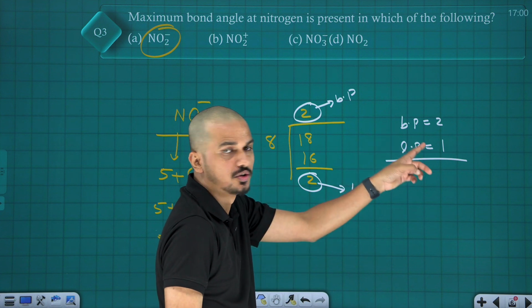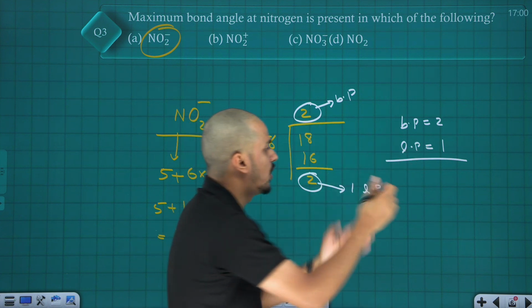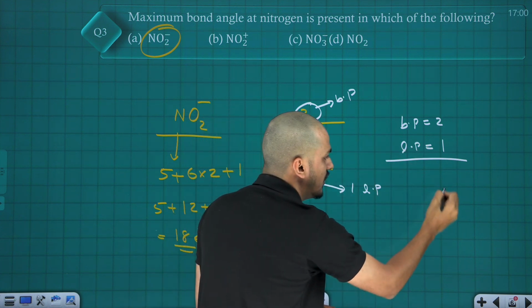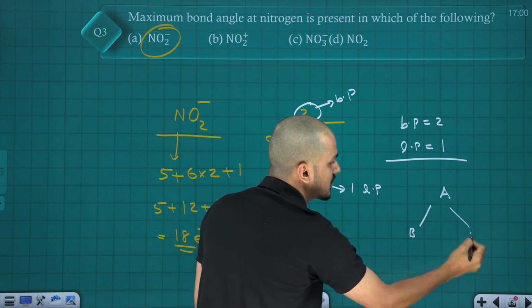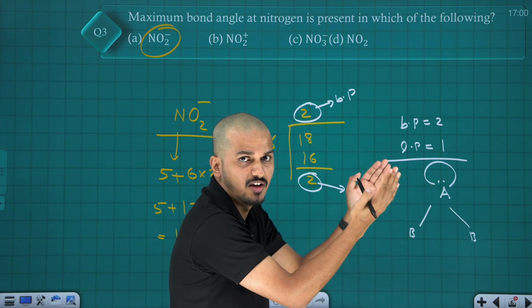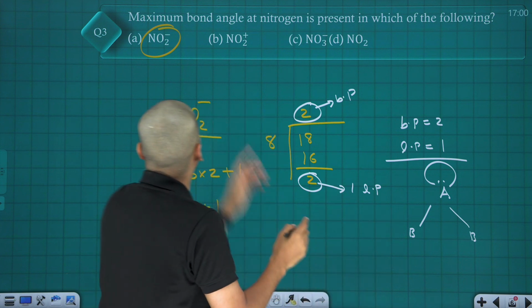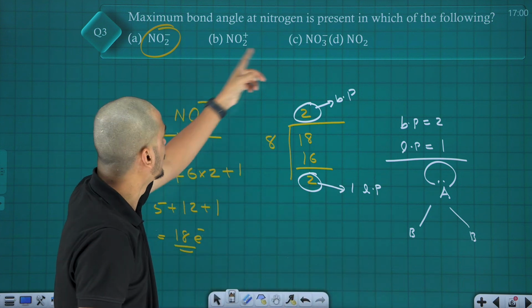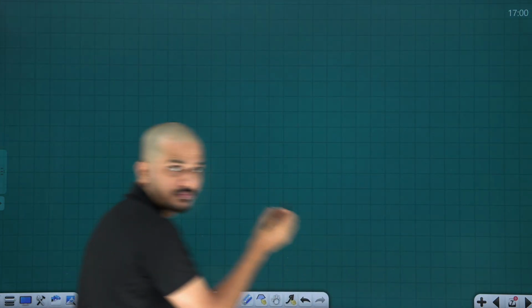So bond pair equal to 2, lone pair equal to 1 means inverted V shape. This is the format. Because of the lone pair, the bond angle will be less than 120 degrees. That idea you must know. Okay. Then what about NO2 plus?